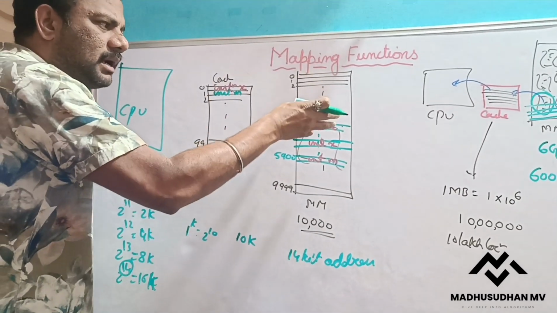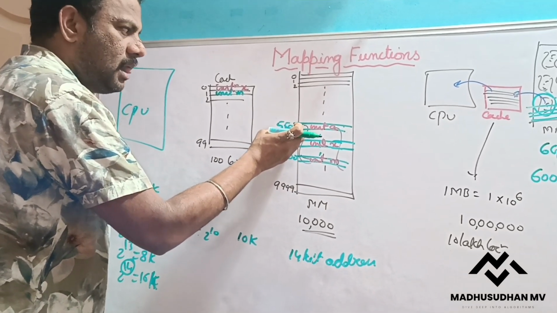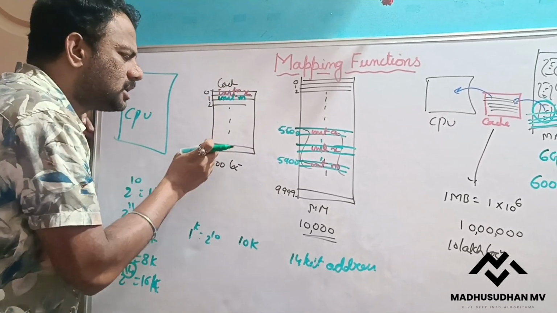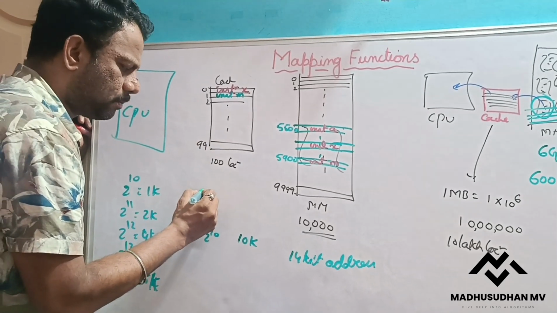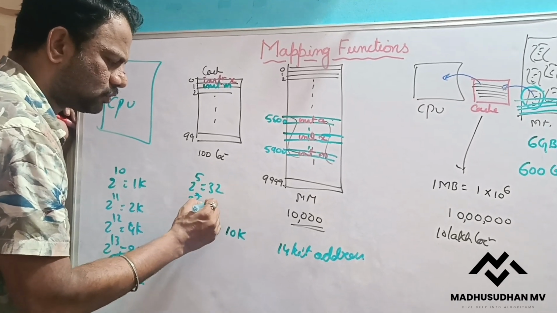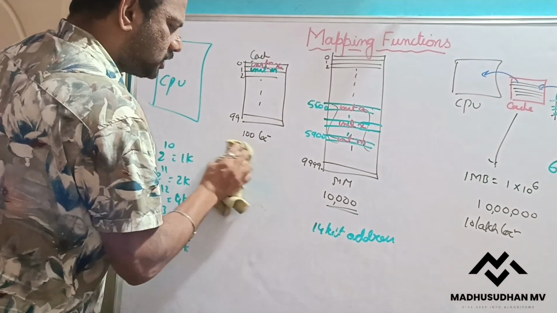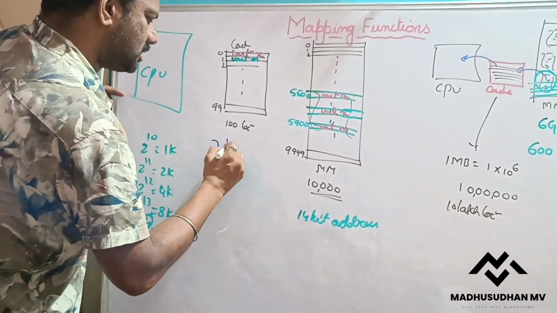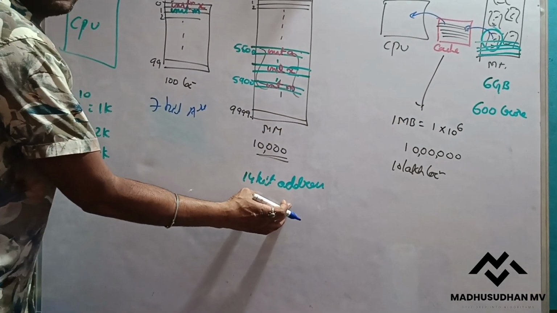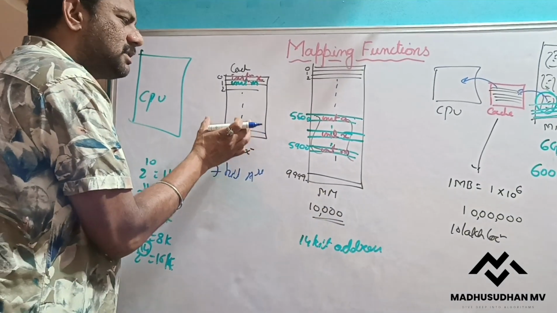This address is in terms of 14 bits, like 5500. That I need to match with the cache address, to see whether it is there or not. But how many locations are there? 100 means what? 2 to the power of 5 is 32, 2 to the power of 7 is 128. That means I need only 7 bits. That means my cache is a 7-bit address in this example. In this example, my main memory is a 14-bit address. But that 14-bit address, I need to match with a 7-bit address.